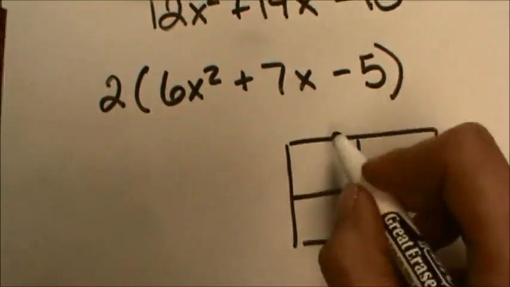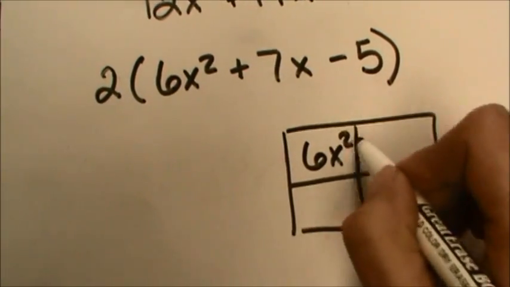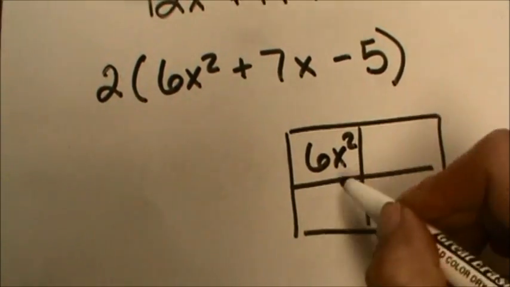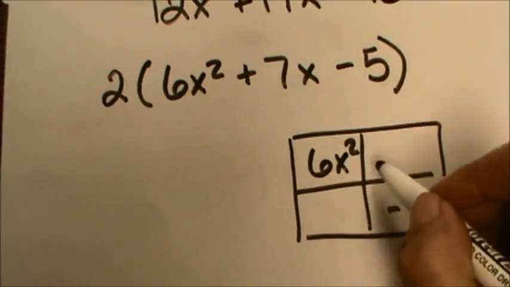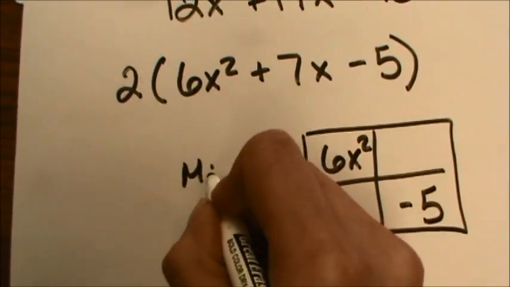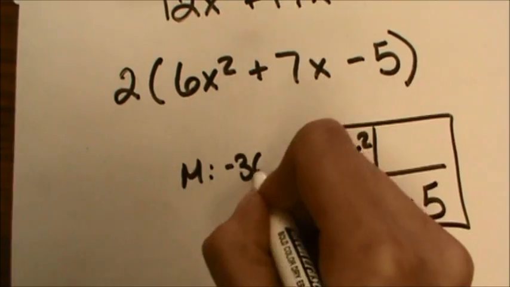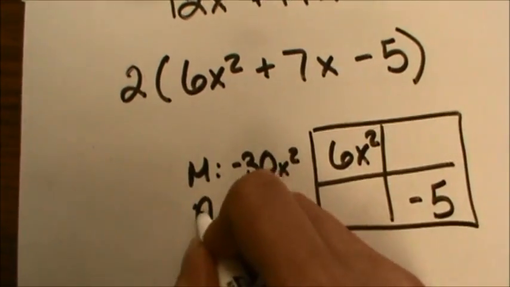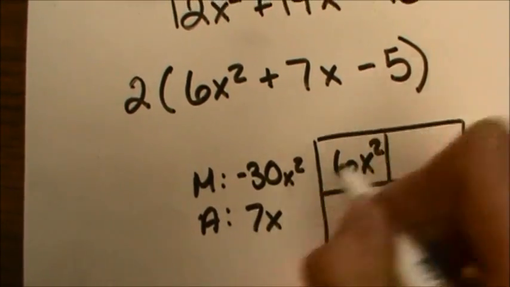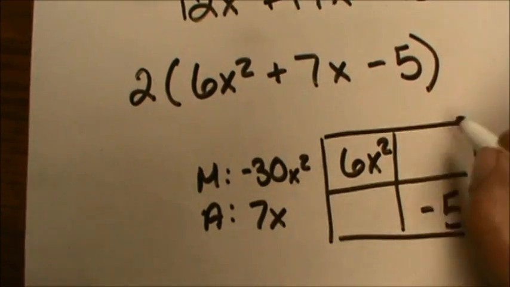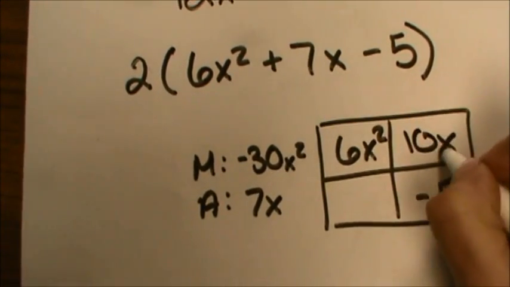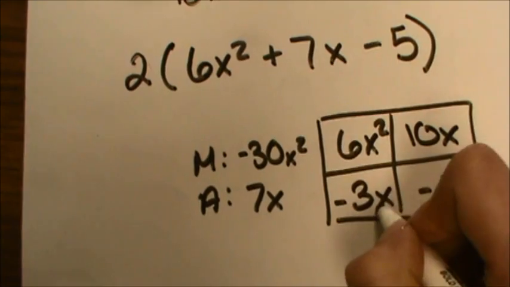Inside of my factor box, I know I will have 6x squared and minus 5. I need to figure out these 2 numbers. These 2 numbers I know multiply to be negative 30x squared and add to be 7x. I am looking for positive 10x and negative 3x.